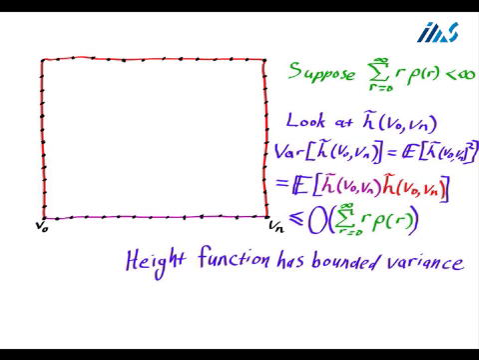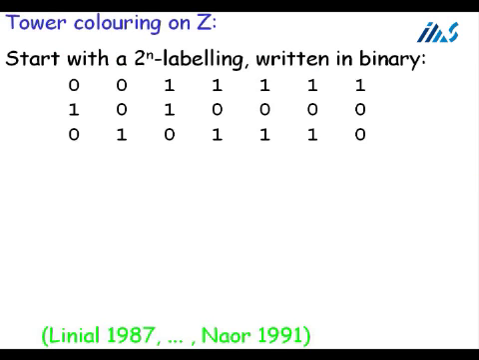Okay, so I'm not going to go through the details of deriving a contradiction from that, but the proof follows from that. Okay, so here's how you can make tower coloring on Z.